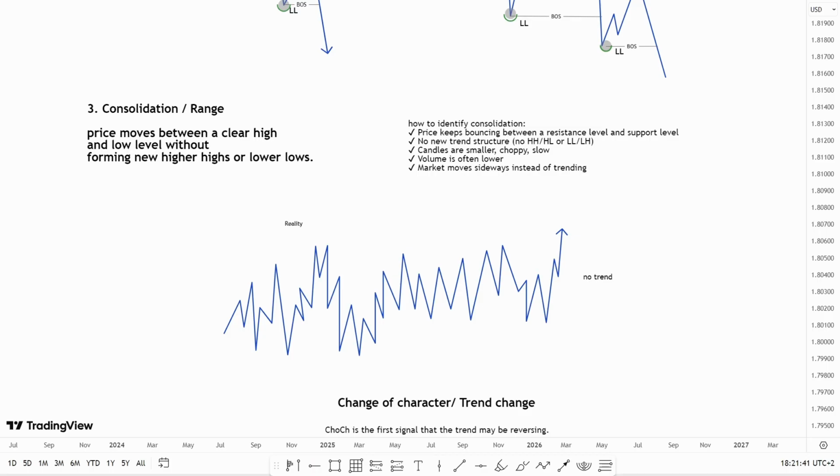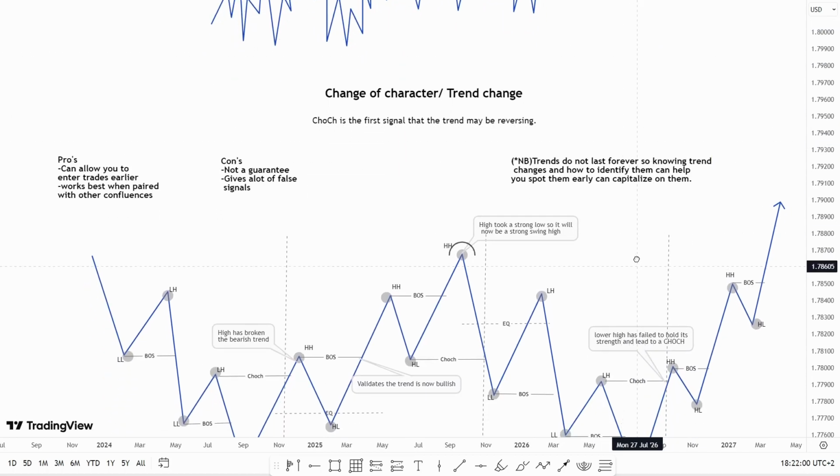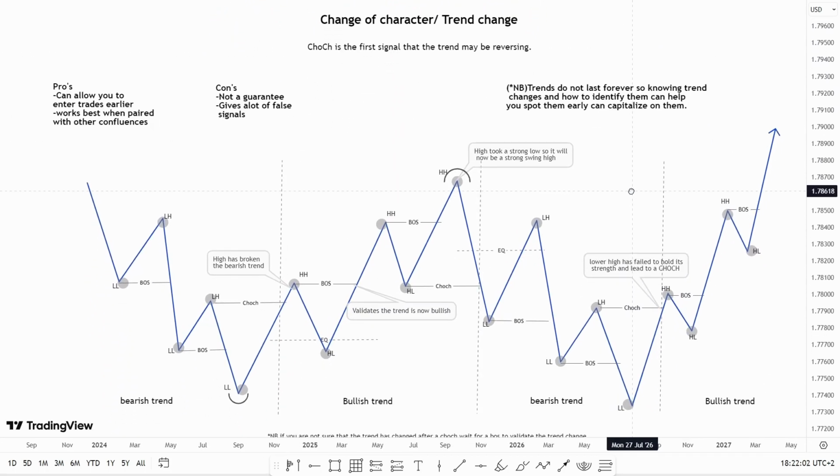So I would recommend for a beginner trader to not trade consolidation zones. As long as you do not understand what's going on, I highly recommend that you do not trade in the zone. But I'll show you exactly how to identify consolidation zones in the market. That's very easy. So, going into what we call a change of character, or a trend change.